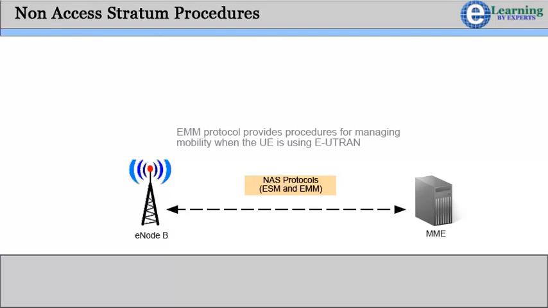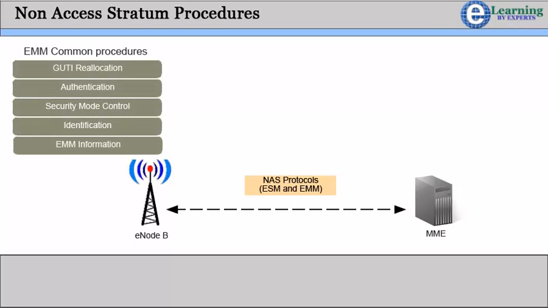The EMM protocol provides procedures for managing mobility when the UE is using the E-UTRAN. The EMM protocol also provides control of security for the NAS protocols. EMM procedures can be divided into three groups. 1. EMM common procedures used for both connection management and mobility management. These procedures are always network initiated.